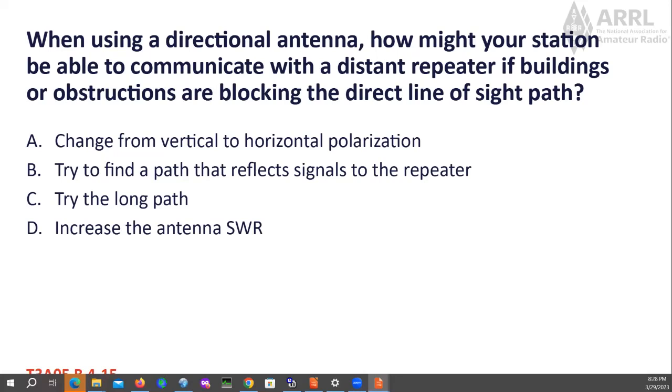I was visiting with a ham that lives north of Asheville in Madison County, on the side of Dogged Mountain. And he said in order for him to work into the Mitchell repeater, which is almost due east of him, he pointed his antenna almost directly north and reflected off the mountain. And that's how he did it regularly or most all the time. So that's what they're talking about in B, try to find a path that reflects signals to the repeater.